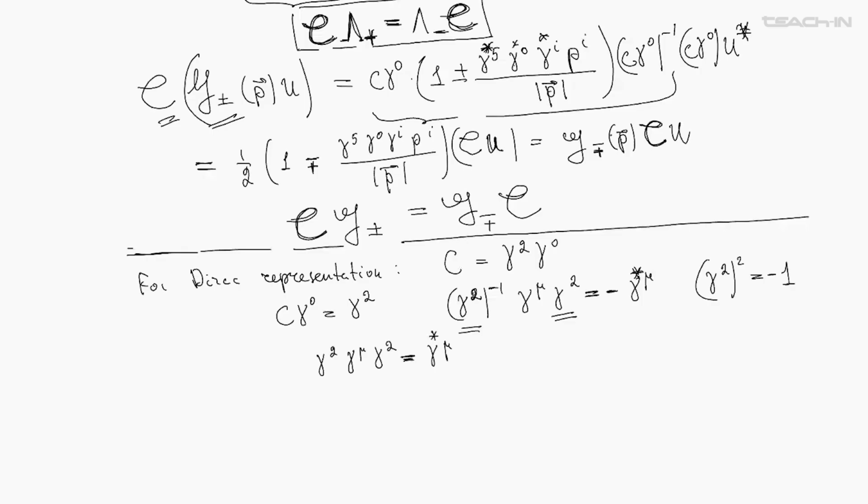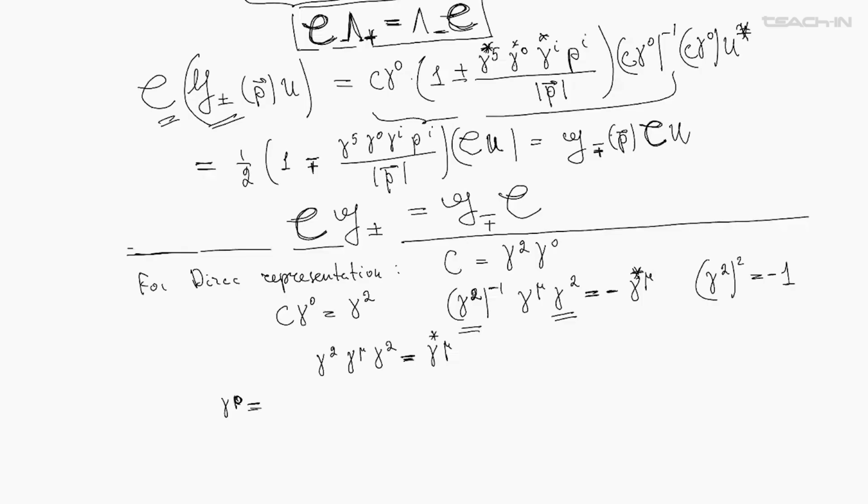Gamma 2 gamma 0. Yes. For instance, you can see that in the Dirac representation, the matrix gamma 0 is a diagonal matrix, and it's given by 1, minus 1. So from this point of view, it is real. And then you see that what you get is gamma 2 gamma 0.